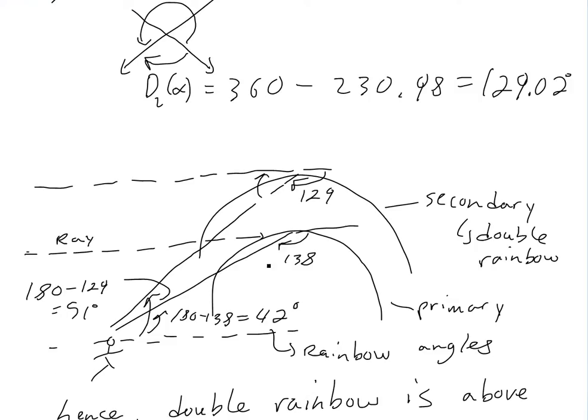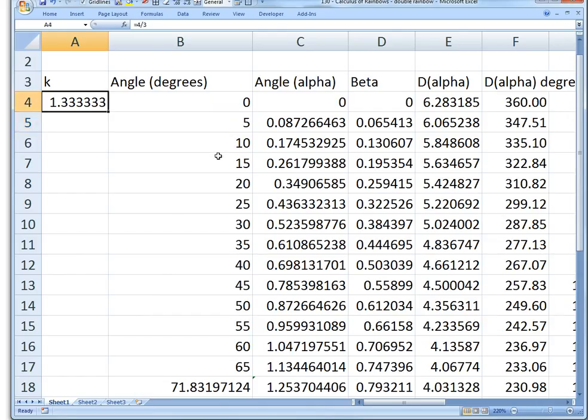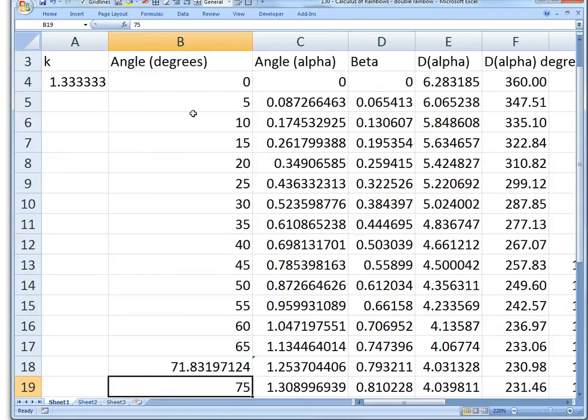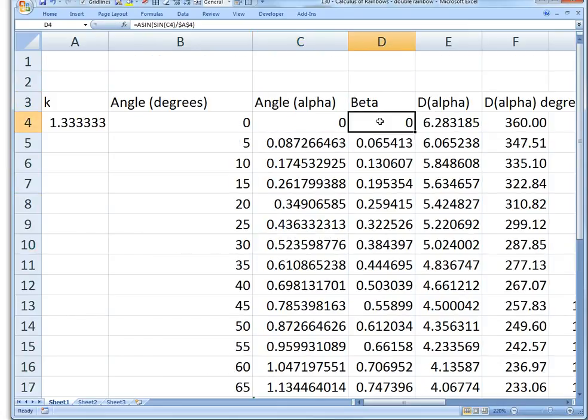Now if we look at the graph using Excel, here's a little table I made. This one is K, and I put 4/3, and then I made a table of the angles in degrees here, except for this minimum right here. These angles, alpha, are just this times 2 pi divided by 360, just converting the angles. I do this for every single one. Then I get the beta, which, remember, is arc sine or sine inverse of alpha divided by k. So I get the beta for every single one.